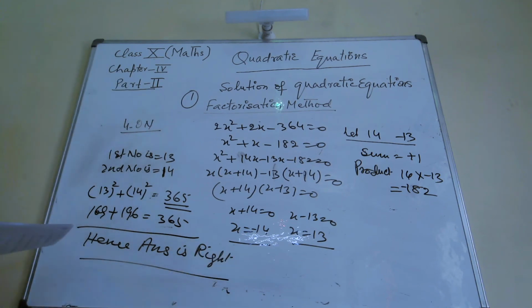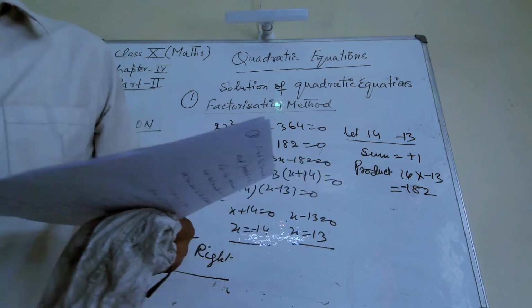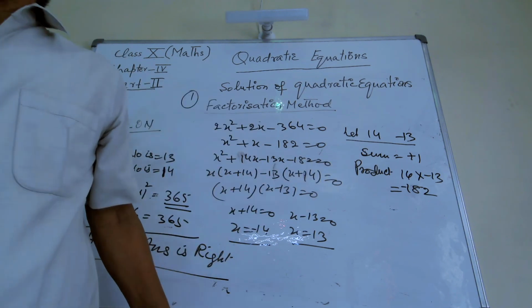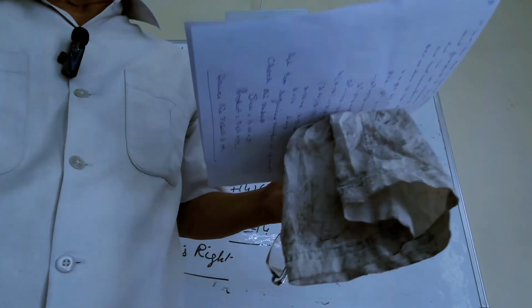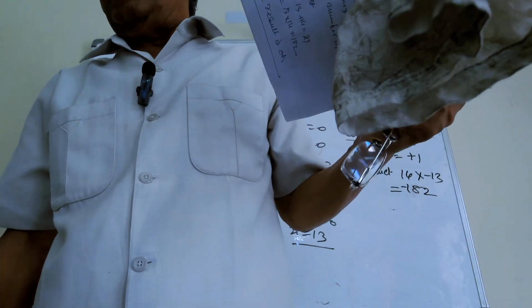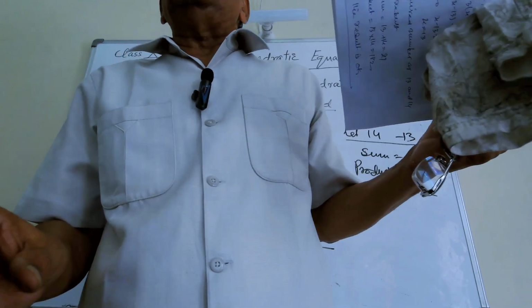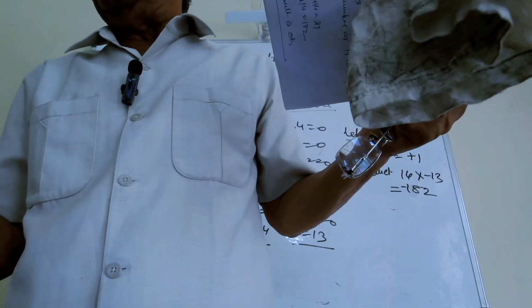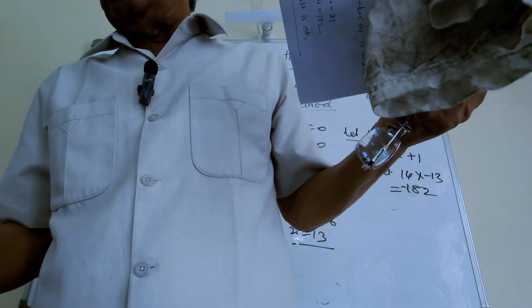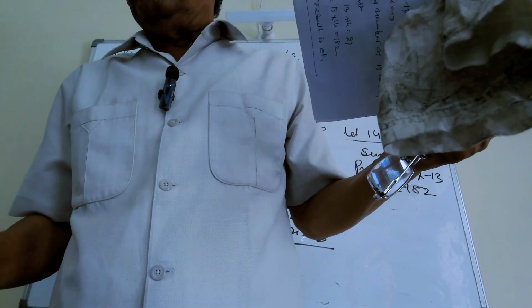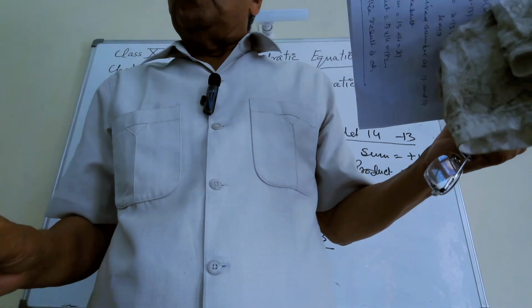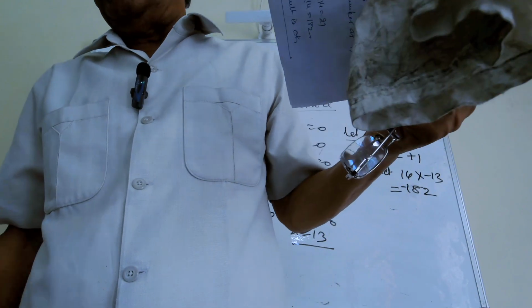So, my dear students, by the factorization method, we have solved 4 questions of quadratic equations, and I have taken different types of questions. I think the method is clear to you. So, at your home, take more questions and do them yourself.